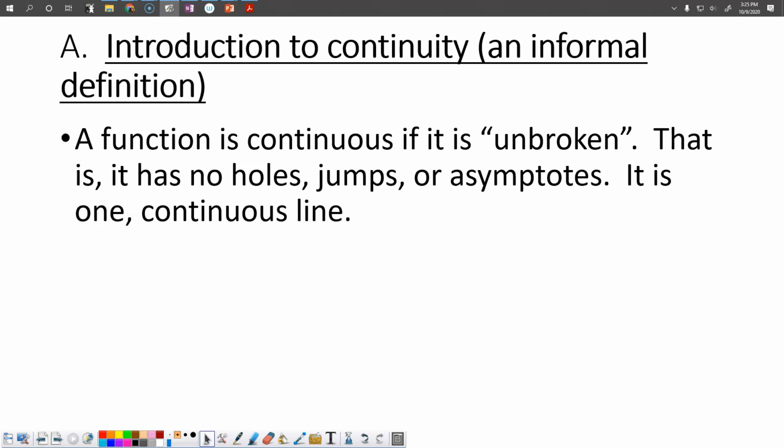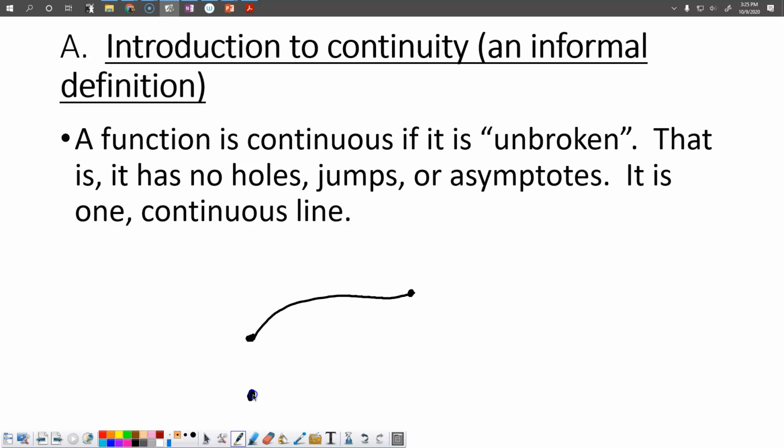So let's start off with an informal definition of continuity. Now, before I read you this sentence here, I've heard it put like this, and this is really the easiest way to understand continuous. If you start at a point and you go to another point, if you can draw a line from one point to the other point without having to pick up your pencil, then that's a continuous line. In other words, the line is unbroken. There's no holes, there's no jumps, gaps, or asymptotes, or anything like that.